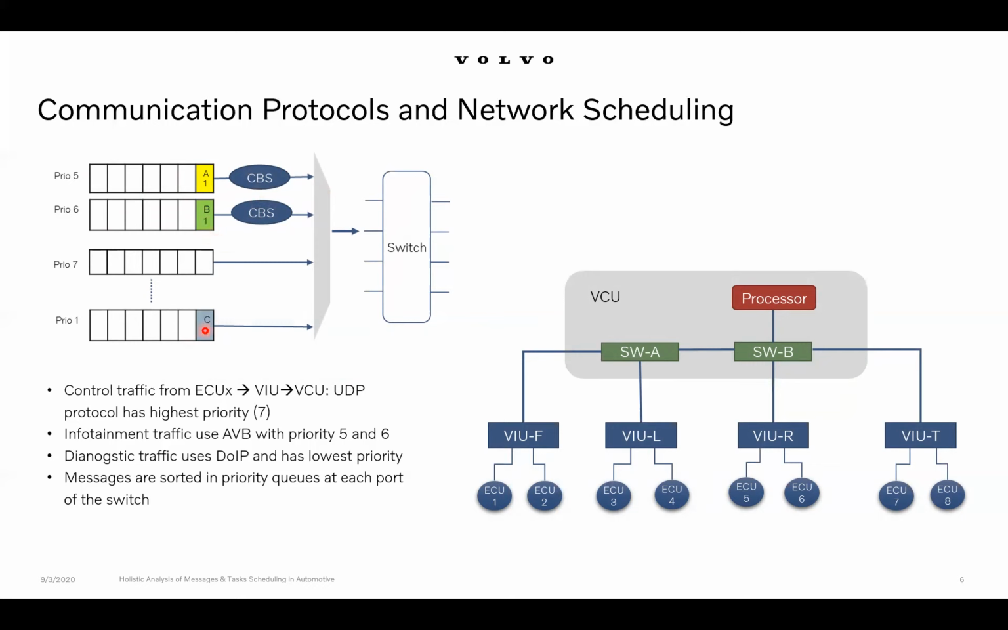For the software download and diagnostics, we use best-effort traffic. It has the lowest priority, in this case priority 1. In this way, we can provide some kind of bounded delay and bandwidth reservation for the different traffic classes in the network.